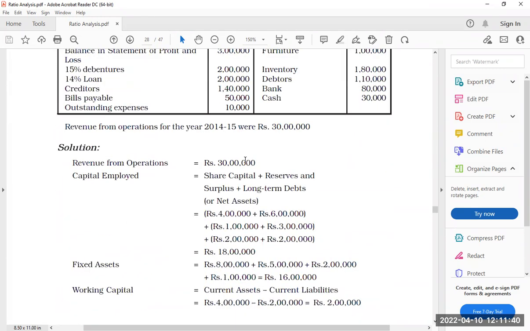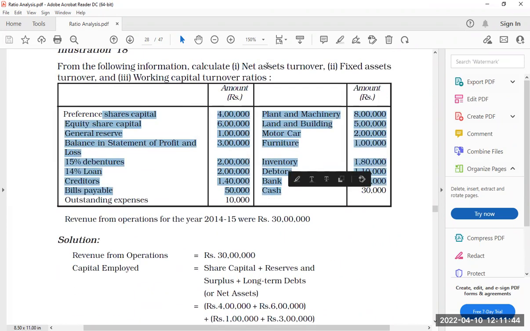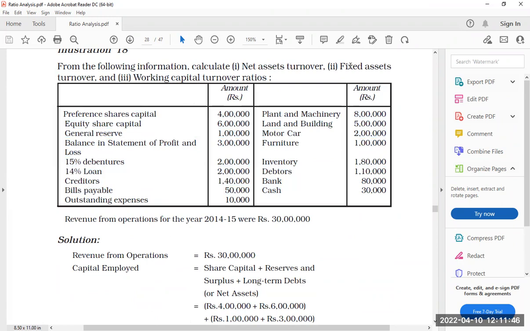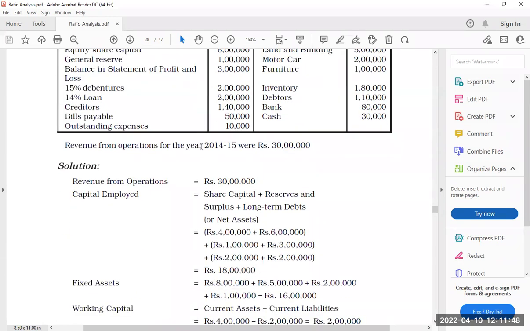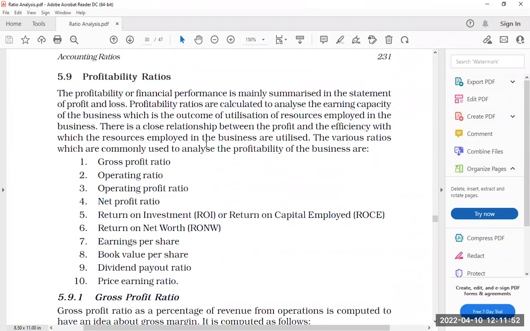So this question you can work out later. This question has data, the balance sheet, and you can calculate the net asset turnover ratio, fixed asset turnover ratio, and working capital turnover ratio. The last category is profitability ratios.